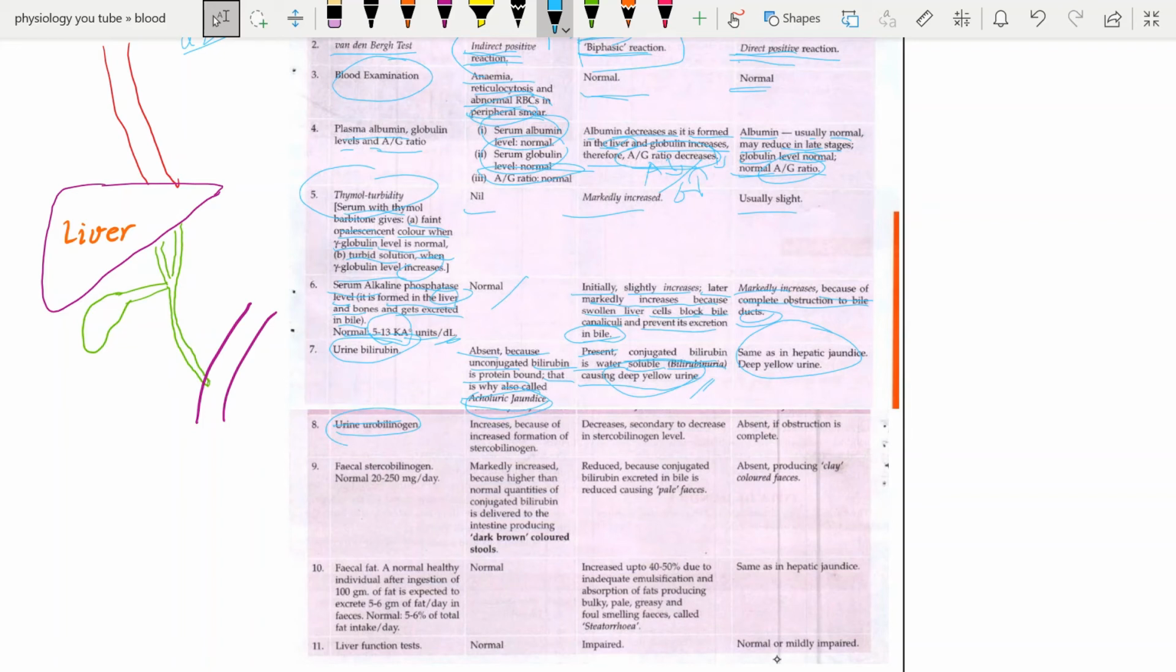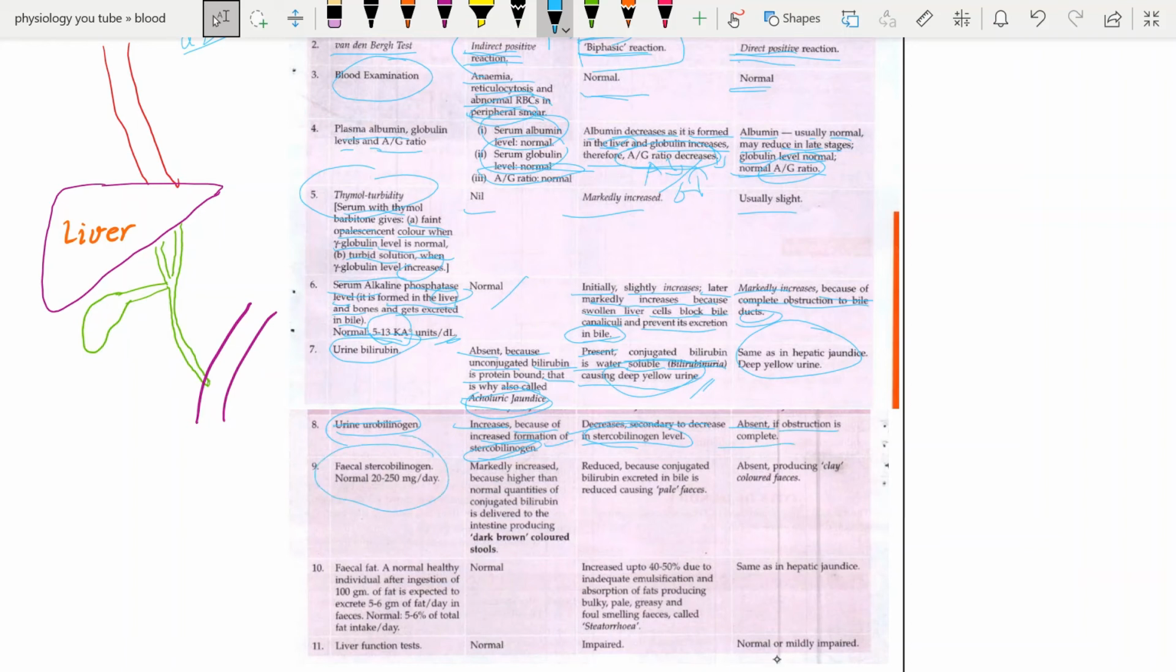Urine urobilinogen. It's increased in the prehepatic because of the increased formation of stercobilinogen, and it decreases in hepatic secondary to the decrease in stercobilinogen level, and is absent in obstructive jaundice if obstruction is complete.